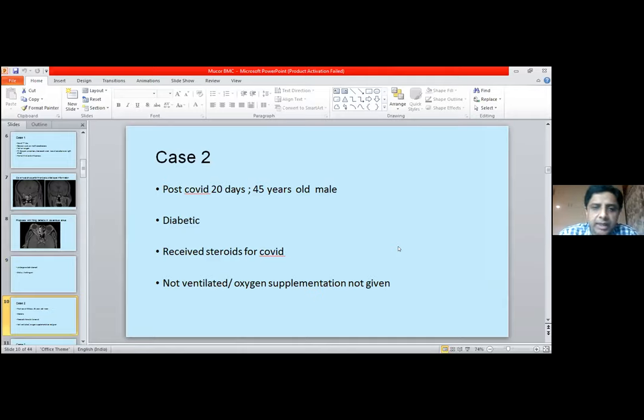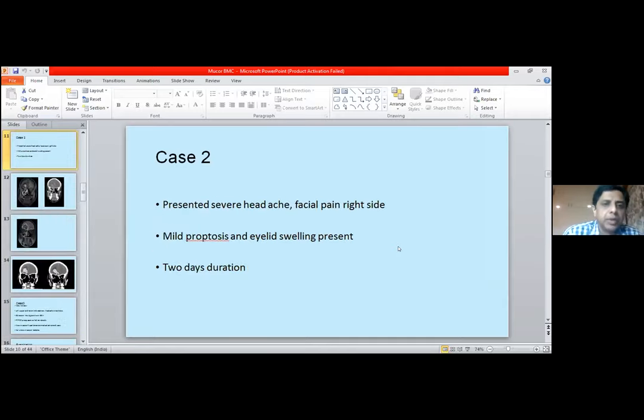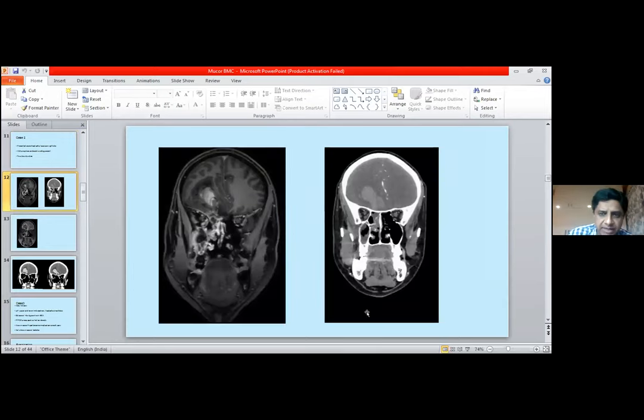He was not ventilated. There was no oxygen supplementation given to him. He presented with, again, severe headache, pain on the right side of the face, some proptosis, and eyelid swelling of 2 days duration. When investigated, again, here you can see the ethmoid sinuses and maxillary sinuses are involved. And what is interesting is there was an intracranial bleed. You can see on the CT scan the intracranial bleed as well as sinus opacification.